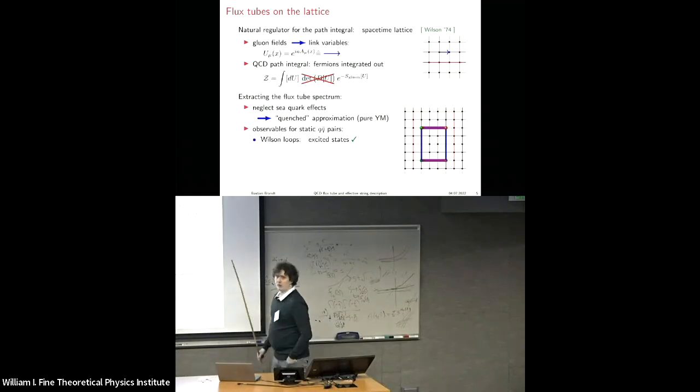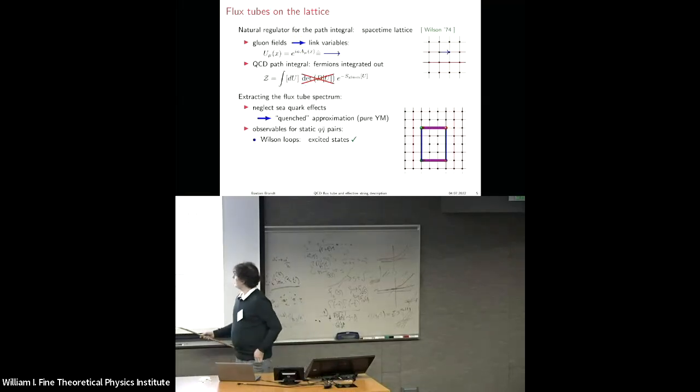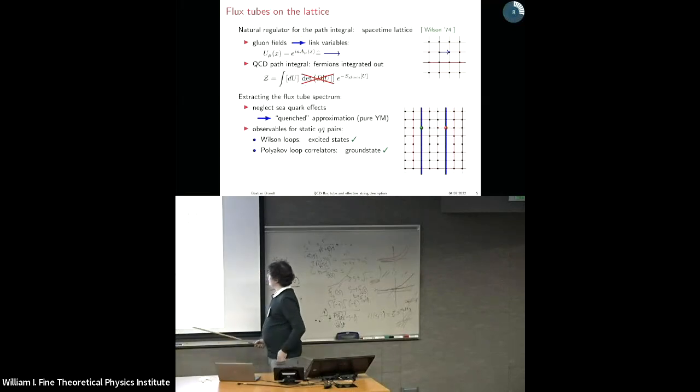Actually, these observables are just very good observables to extract the excited states, because we can put non-trivial operators on these spatial parts of the Wilson loop here, which basically just project onto given quantum number channels. So these Wilson loops are very ideal operators to extract the excited state. If one is interested in the ground state, then it's more advantageous to look at Polyakov loop correlators.